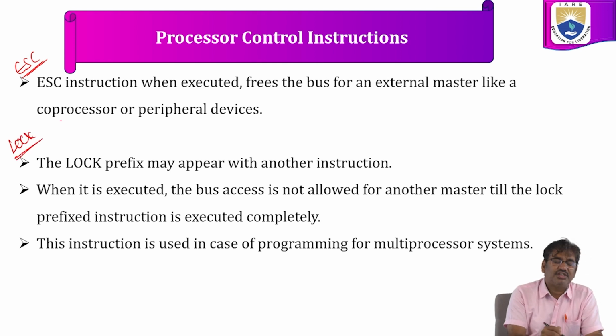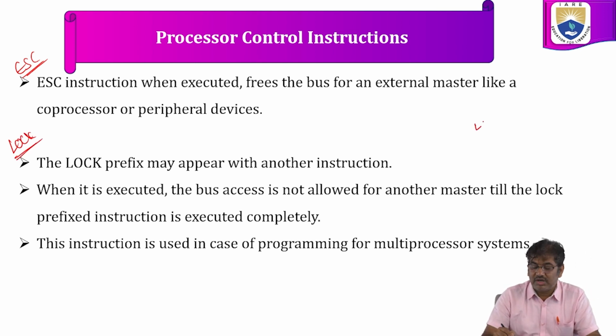The next instruction is the lock instruction. This lock instruction is a prefix to any other instruction, any instruction we can have. The lock prefix may appear with another instruction. When it is executed, bus access is not allowed for another master until the prefixed instruction is executed completely. So when this instruction is executed, bus access cannot be granted to any other device. This instruction is used in programming for multiprocessor systems.